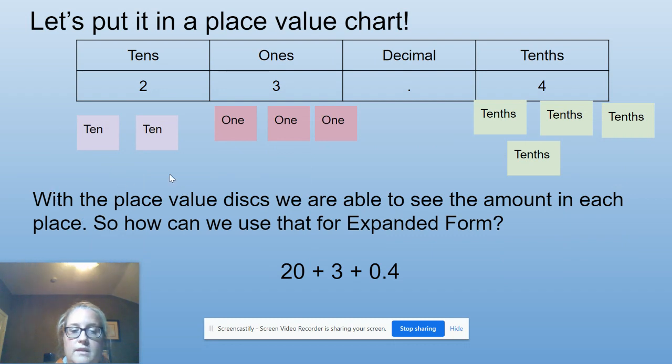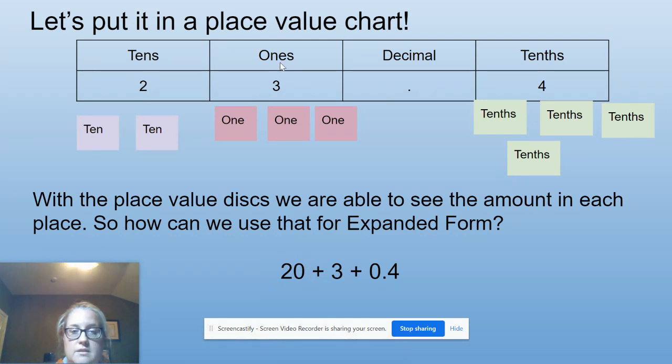So with the place value discs, we're able to see the amount in each place. So how can we use that to help us with expanded form? Well, I know that I have 2 tens. So if I count by tens, 10, 20. Look, there's my 20.